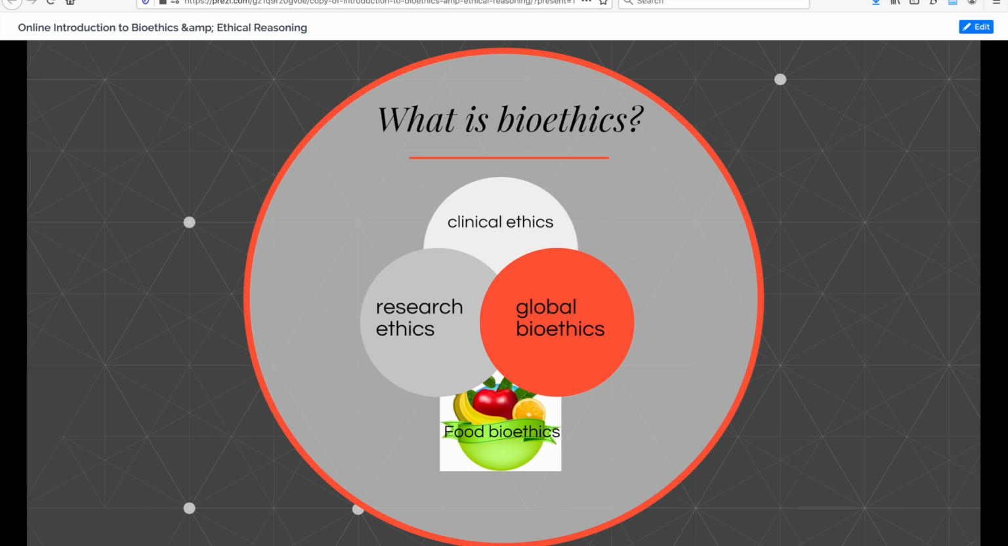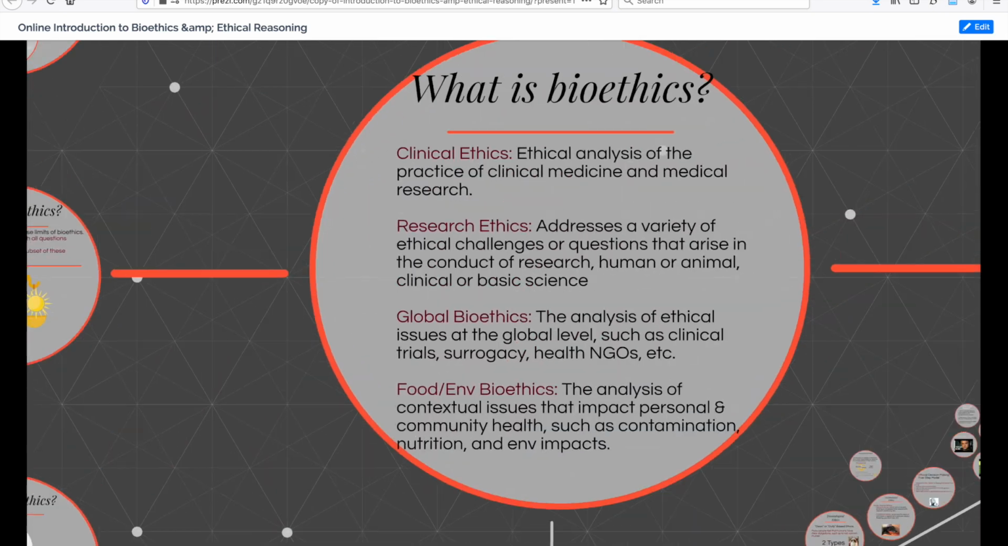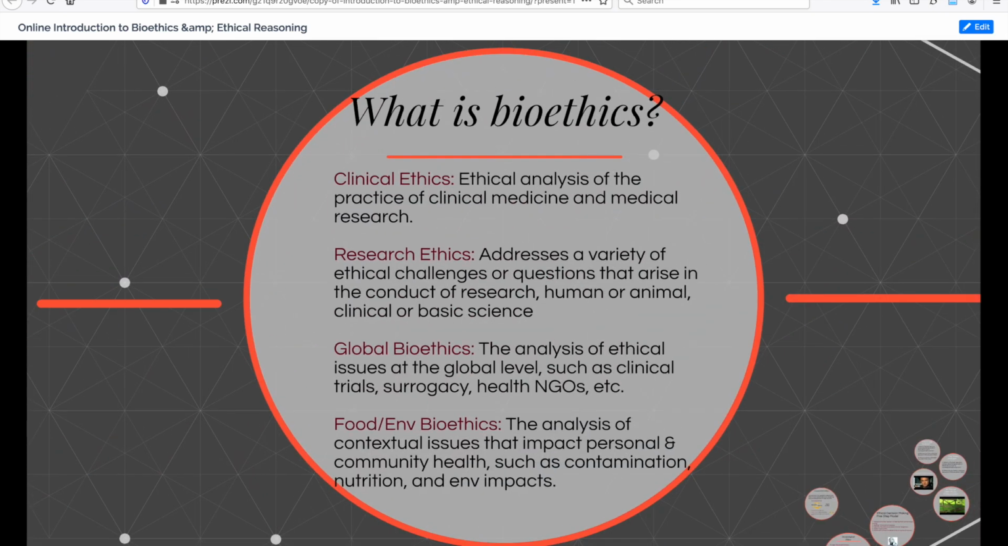We have global bioethics, which has recently come to the forefront with COVID-19 and the pandemic. How do we work together as an international community to address medical concerns and medical crises? And then we have food/environmental bioethics. And this is the broadest category that falls under the bioethics umbrella. And this is looking at the environmental and nutritional impacts to health. So in a nutshell, you can define each of the four sub-branches as follows.